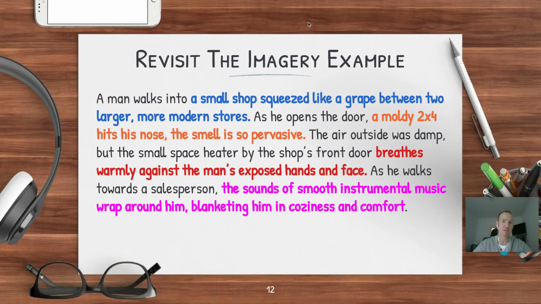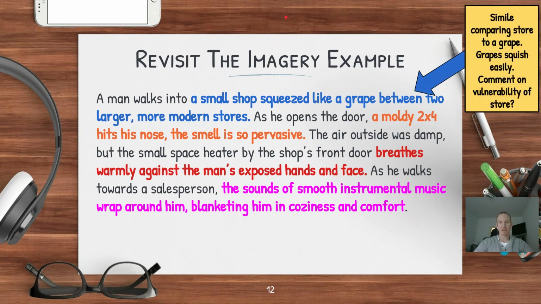So if we go back to the example that we looked at from earlier, let me do the pointer, right? When you look at that first part, a small shop squeezed like a grape between two larger, more modern stores, this is a simile comparing the store to a grape. Unpacking that a little bit, grapes squish easily, or just are destroyed easily.